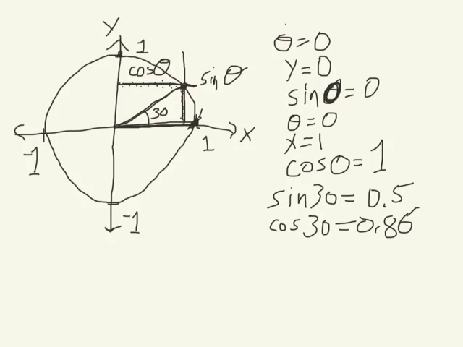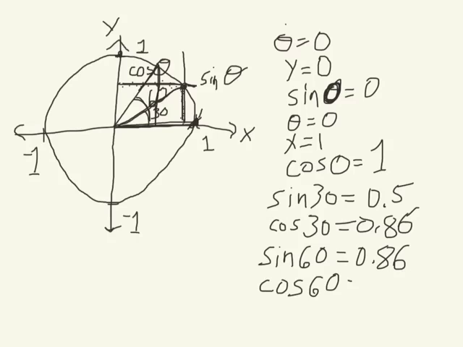Alright, we keep going counterclockwise. Let's make theta 60 degrees. At this point we can see that our y value is nearly 1. And in this case, sine 60 is 0.866, nearly 1, and the cosine of 60 is 1/2, because the x value here is halfway to the value of 1.